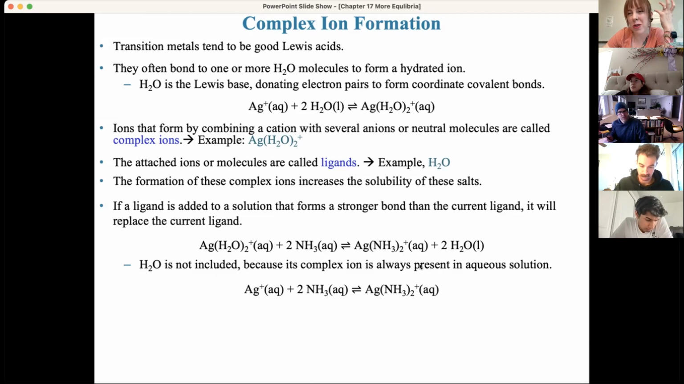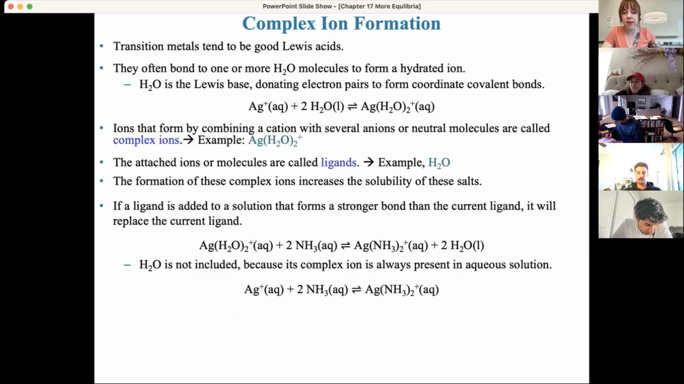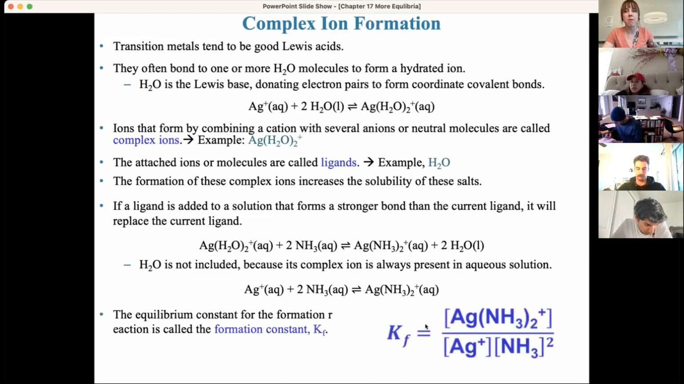And so we don't normally write water when we write aqueous. We don't normally write these waters attached, even though they technically are. They're always attached. So we would just write the other things that are not water. So silver aqueous, where that's the notation that there is water on it, plus ammonia dissolved in water, producing this diamine silver cation. So K here is still products over reactants, but now we call it KF for the formation constant of a complex ion.